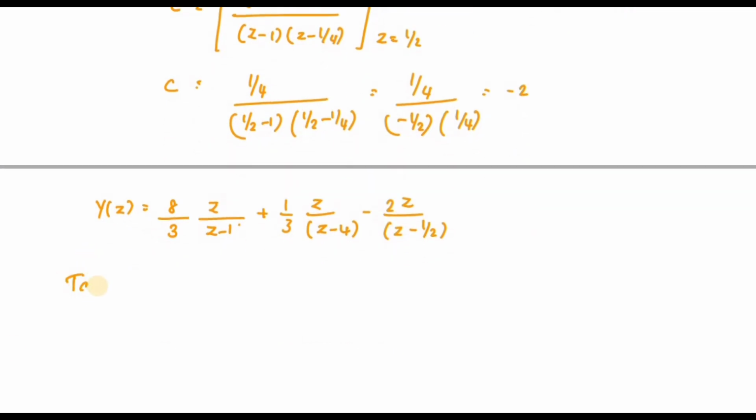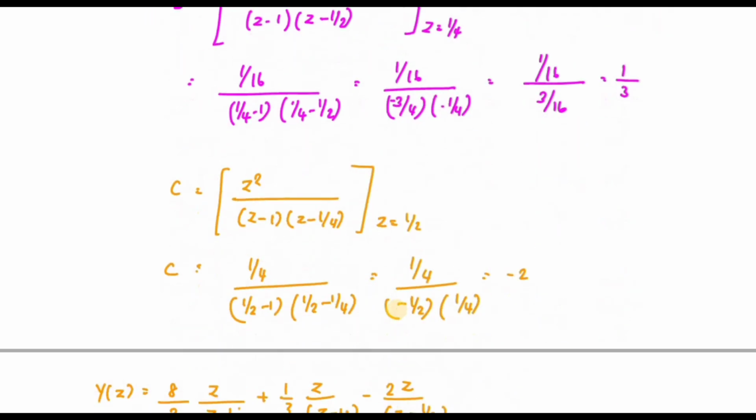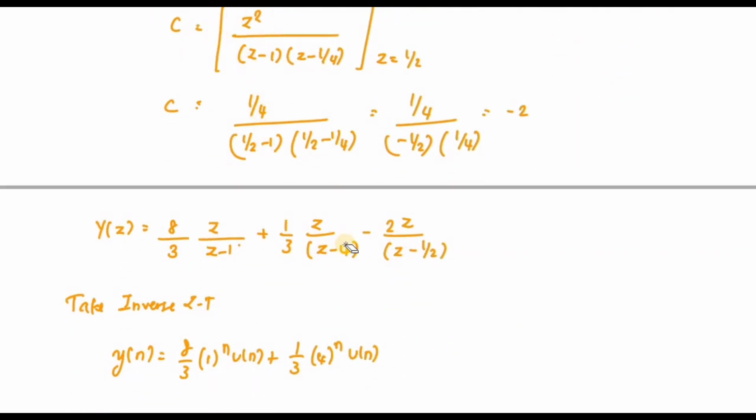So if I take the inverse z transform, I get small y of n equal to 8 by 3, 1 power n into u of n, plus 1 by 3, 1 by 4 power n into u of n, minus 2 into 1 by 2 power n into u of n. So this is my answer.